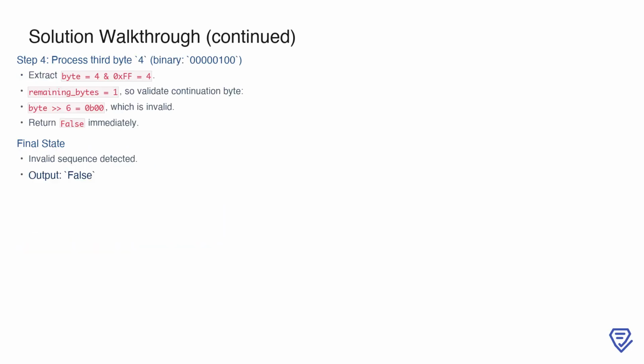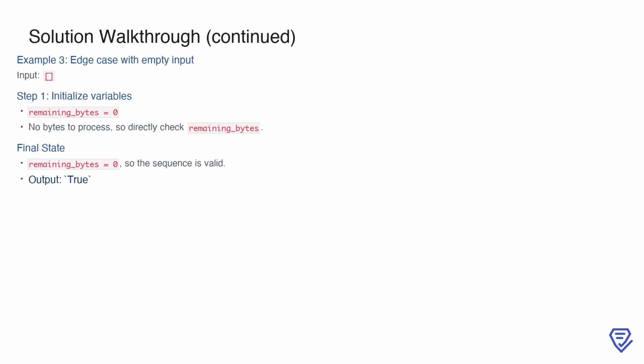Now we process the third byte, 4, which is 00000100 in binary. Extracting the least significant 8 bits gives 4. Since remaining bytes is 1, we check whether this byte is a valid continuation byte. Shifting the byte right by 6 bits results in 0b00, which makes it invalid as a continuation byte must start with 0b10. Because of this invalid continuation byte, we immediately return false. The sequence is deemed invalid, and the output is false.